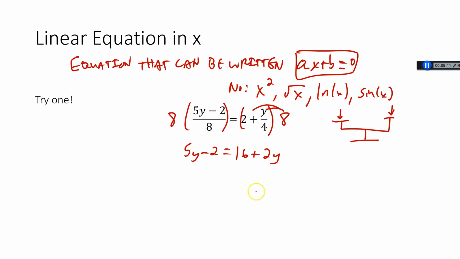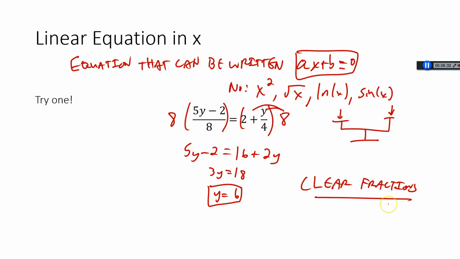So let's see what happens now. So we add 2 to both sides, we have 18. Subtract 2y from both sides is 3y. y is 6. I didn't have to deal with any fractions aside from multiplying to clear those fractions. That's a technique that's called clearing fractions. So we just cleared the fractions in order to make our lives a little bit easier. Not too bad.